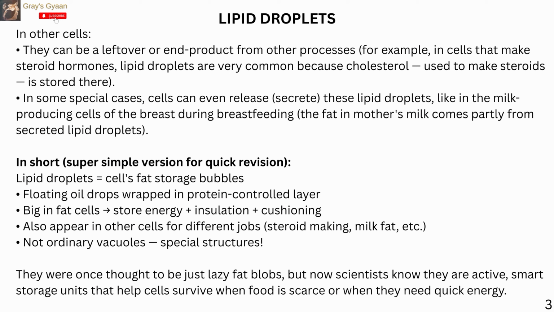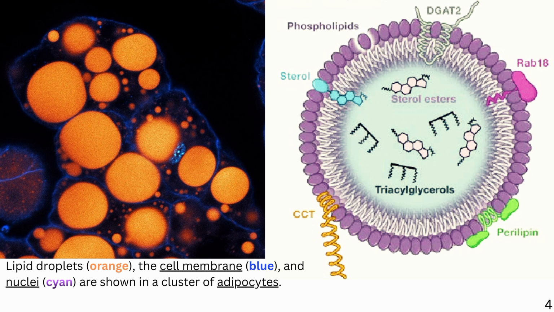They were once thought to be just lazy fat blobs, but now scientists know they are active, smart storage units that help cells survive when food is scarce or when they need quick energy.